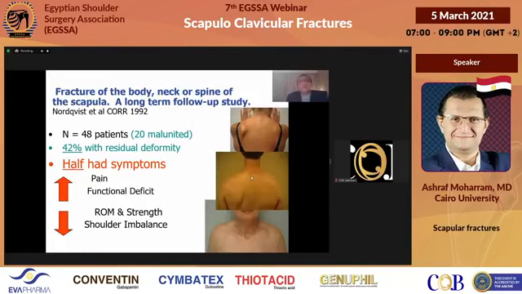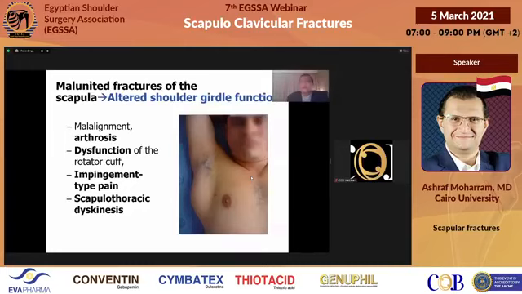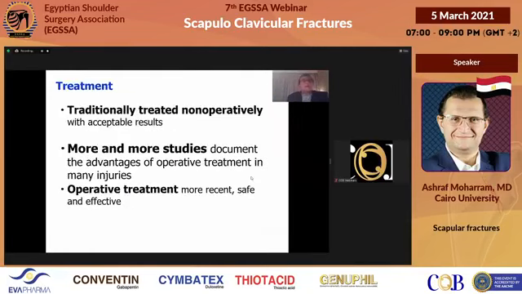However, since 30 years ago, Nordqvist published a paper saying that out of 48 patients he followed up, 20 patients had malunions of the scapula, and 42% had residual symptoms in the form of pain, functional deficits, decreased range of motion and strength, as well as shoulder muscle imbalance. We know that malunited fractures of the scapula alter the shoulder girdle function, causing malalignment and arthrosis, dysfunction of the rotator cuff, impingement type of pain, as well as scapulothoracic dyskinesia.